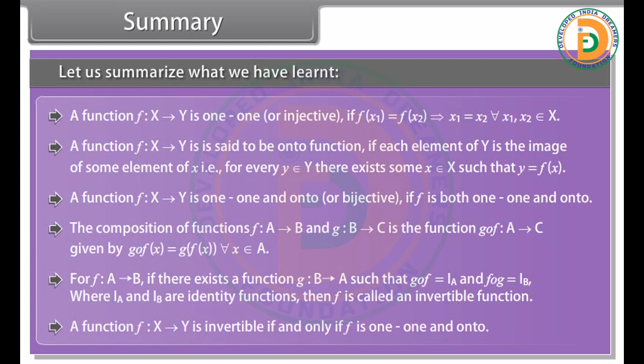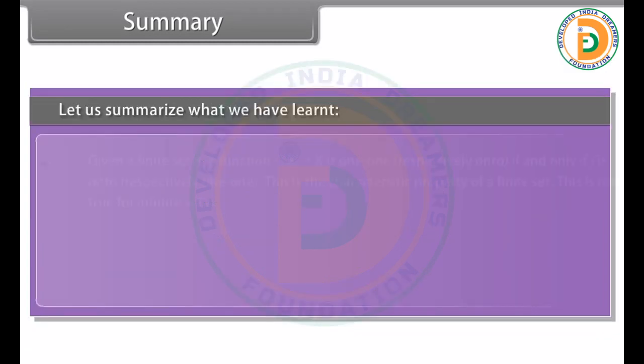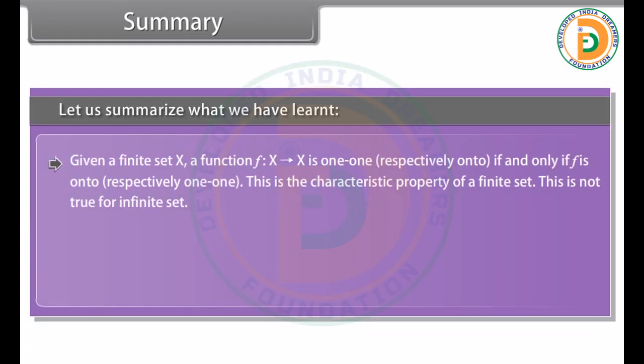A function f from X to Y is invertible if and only if f is 1-1 and onto. Given a finite set X, a function f from X to X is 1-1, respectively onto, if and only if f is onto, respectively 1-1. This is the characteristic property of a finite set. This is not true for infinite set. A binary operation star on a set A is a function star from A cross A to A.